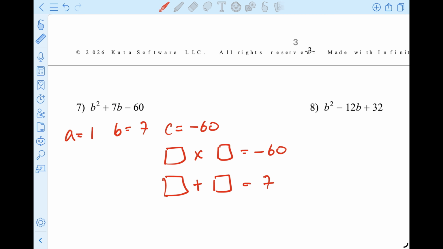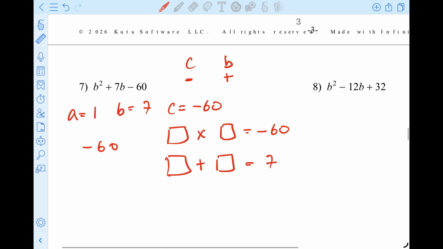Now what you want to notice, let's try to do it without going back. If C is negative and B is positive, then what does that say about my signs? It means I need what? Do you remember? It means I need different signs, but in this case, the negative will be on the smaller number. So let's find the factors and put the negative on the smaller number. 60 and 1, put the negative there, right?